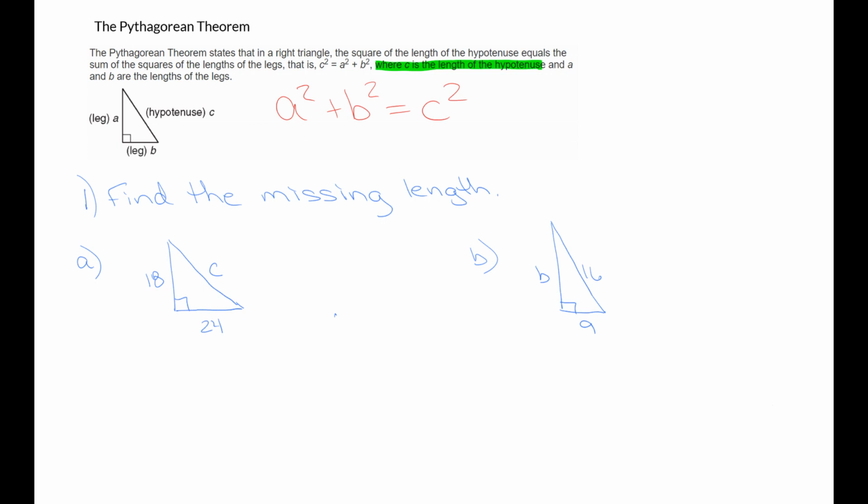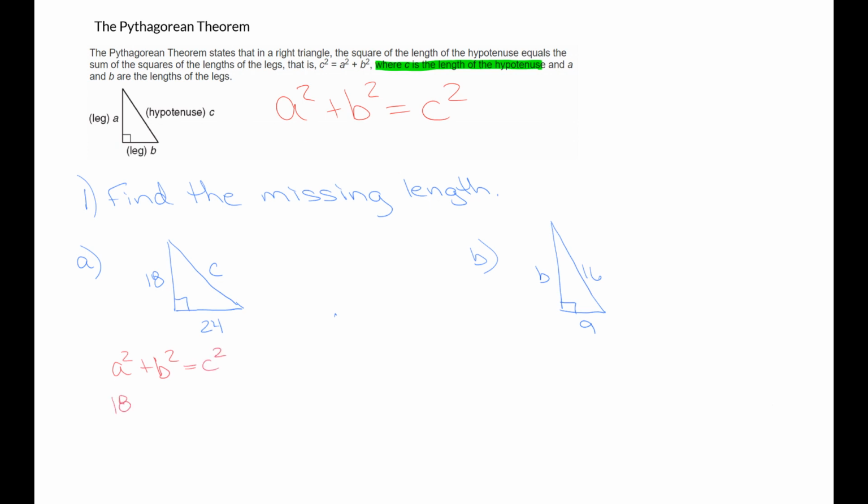All right, so number one, find the missing length. Now again, this has to be a right triangle, so you need to make sure of that. It doesn't really matter which is A and B. They're just the two legs. The only one that really matters is C, which is the hypotenuse. Okay, so I'm going to say it's A squared plus B squared equals C squared.